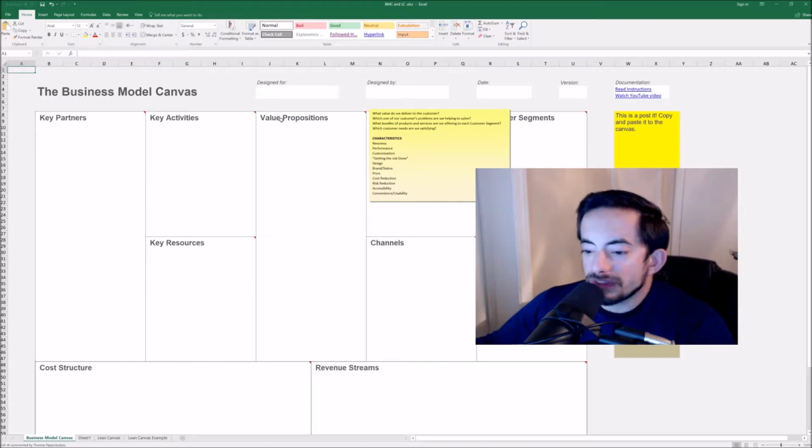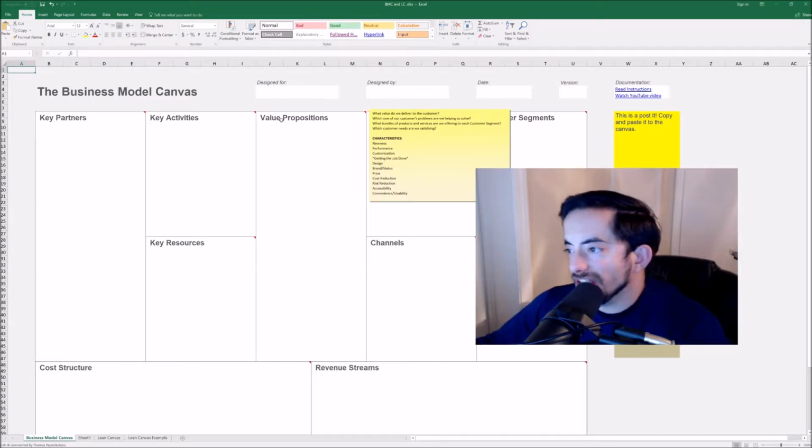Now, it may not be the same value that you get from running your business, but your value should be the joy and happiness you get in supplying customers with the product or service that they need and want. And you're going to list the characteristics of your value.